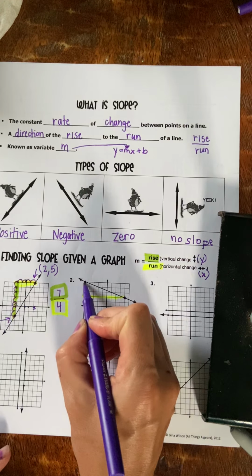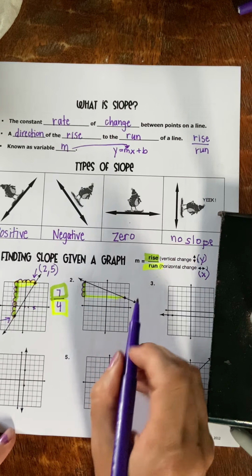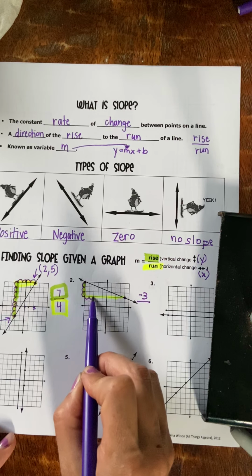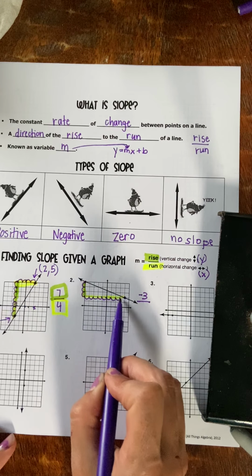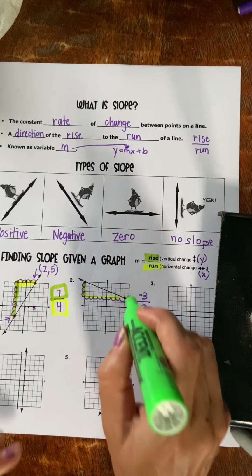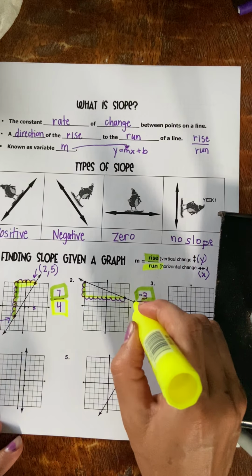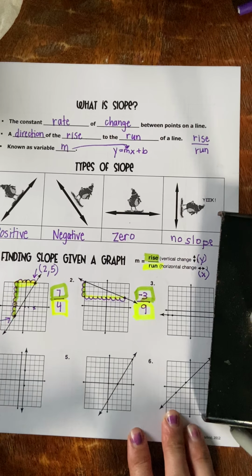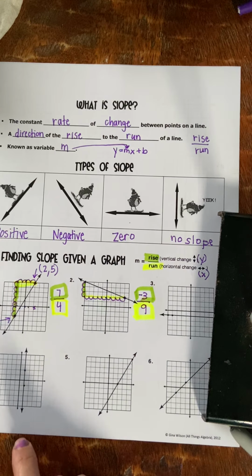So again, 1, 2, 3. That's down 3, so that's going to be a -3. And then how many times over? 1, 2, 3, 4, 5, 6, 7, 8, 9. Over 9. So again, this was our green number and this was our yellow number. Perfect.